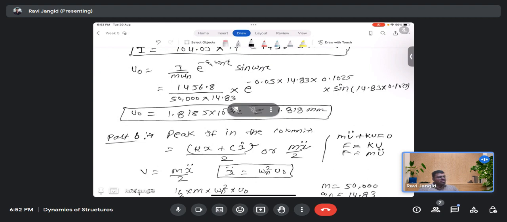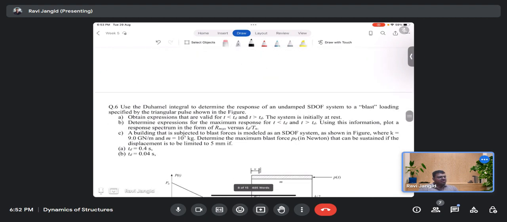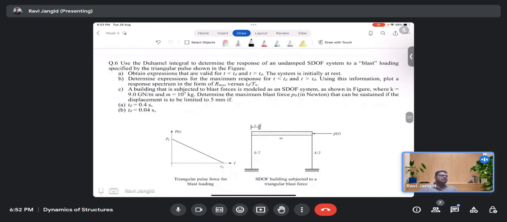So okay, let us move to the next question, which is very long. Actually, in this we don't have the expression for the triangular impulse, like we have the curves. So how did we get those things for the triangular impulse maximum response? That's why it will take time. We need to find out, using the Duhamel integral or something else, the response of a single degree of freedom system to a blast loading specified by the triangular pulse shown in the figure.